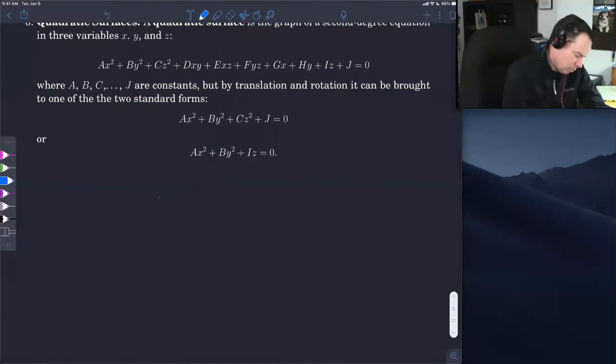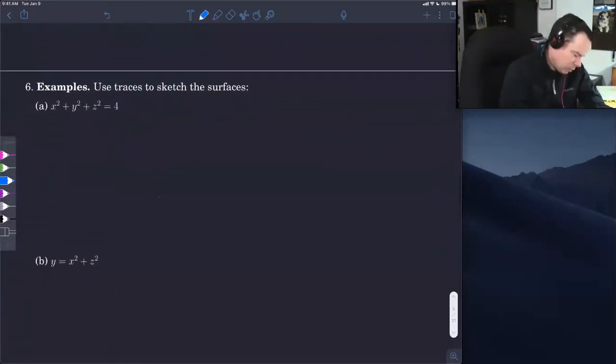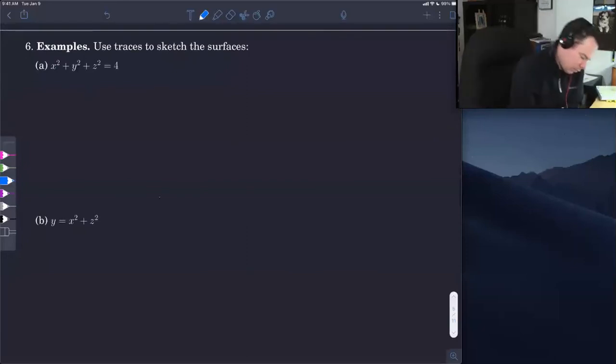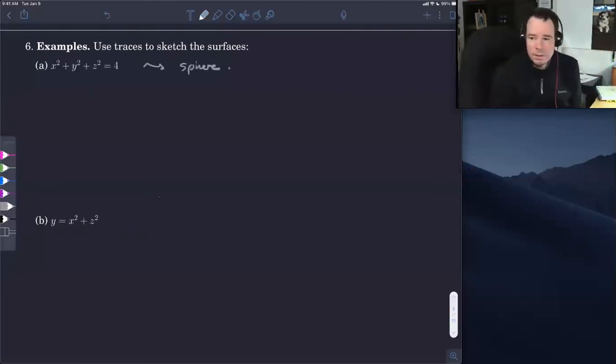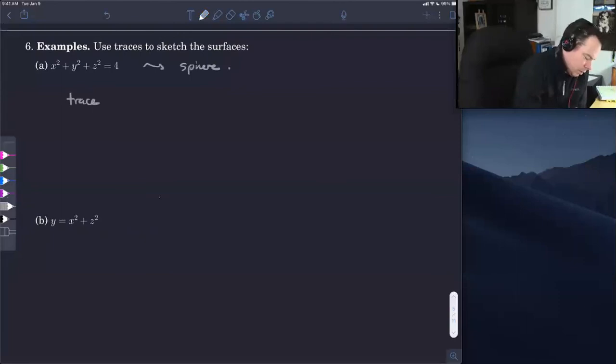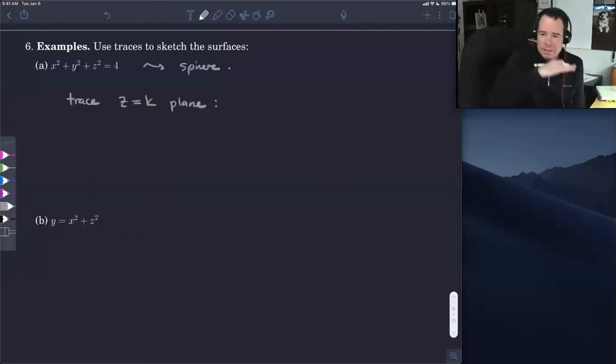So I'm just going to do a couple of examples really quickly because they're familiar to us already, and then we'll call it a day. So this one, we already know what it is. It's a sphere. So that's an example of a quadric surface. How do we get it through traces if we wanted to do a trace approach? Well, I'm just going to take traces in the vertical direction. So what does it look like when I slice it at a particular z height?